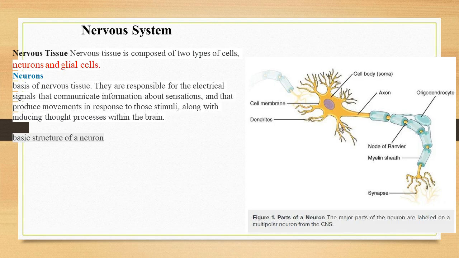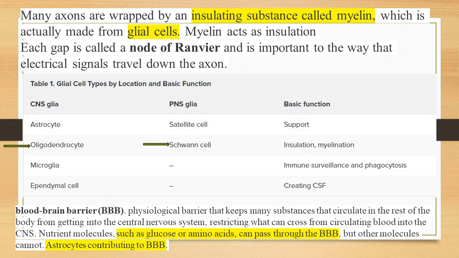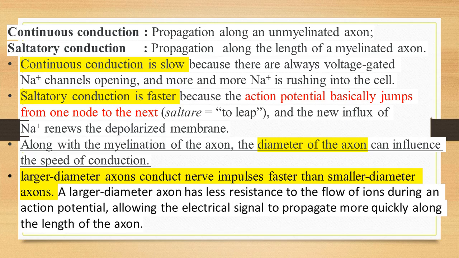Nervous tissue consists of neurons and glial cells, which are responsible for transmitting and processing information in the brain. Myelin, produced by glial cells, insulates axons and facilitates the rapid transmission of electrical signals along the neuron. Continuous conduction is slow, while saltatory conduction is faster due to the myelination of axons, allowing rapid nerve impulse transmission.